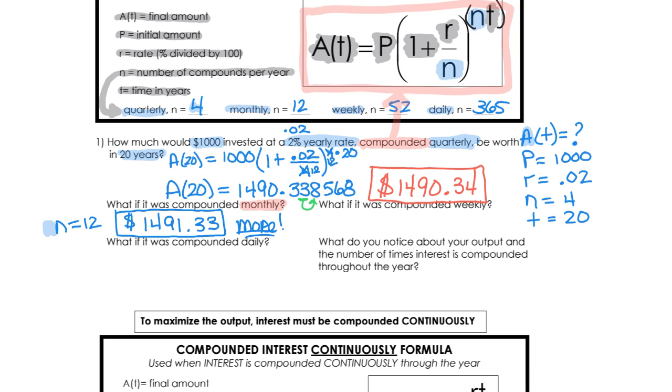Okay. Next one up, it says, what if you compounded weekly? Well, with weekly, guys, being our compound word, that's going to change our n number again. Weekly, there's 52 weeks in a year, and so we're going to change our n value this time to a 52. And so I'm going to come up here, and I'm going to change that from a 4, and I'm going to now make that a 52.